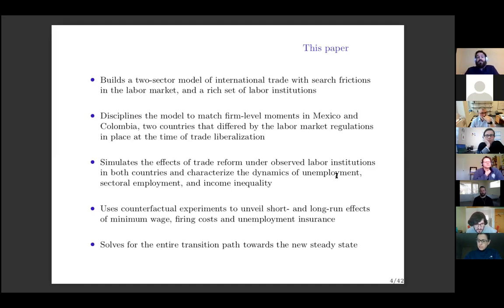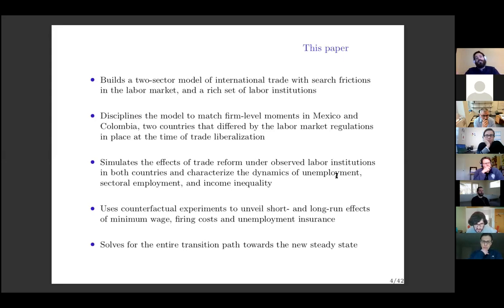The second reason is that Colombia and Mexico opened up to trade with very different institutional settings. In particular, Mexico opened up to trade with a very high level of firing costs and a low level of minimum wage, making the burden of adjustment from trade fall on wages versus employment. At the same time, Colombia opened up to trade with the opposite institutional setting, meaning very high minimum wage and very low firing costs, making the burden of adjustment fall on employment rather than wages.